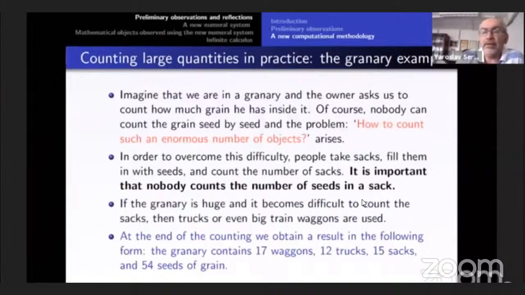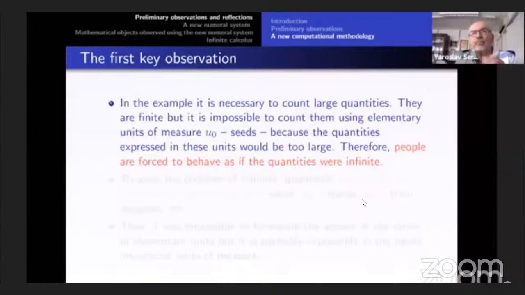Look, this answer has the accuracy of one seed, because now we can, for example, add one seed, and we will see that we have not 54 seeds, but 55. If we subtract one truck, we will see that we have not 12 trucks, but 11 trucks. So we have obtained the result with the accuracy of one seed of grain. Let us discuss this example a little bit more.